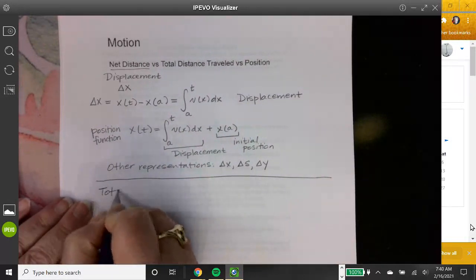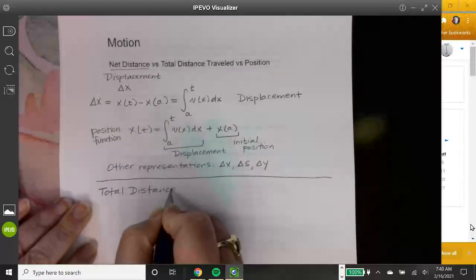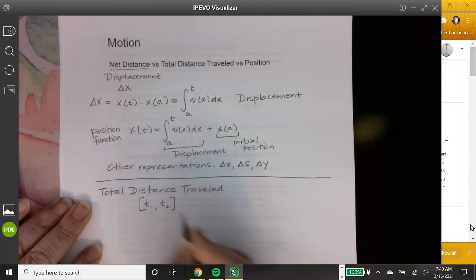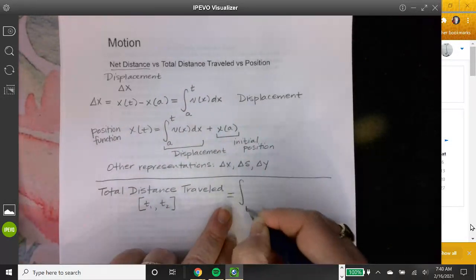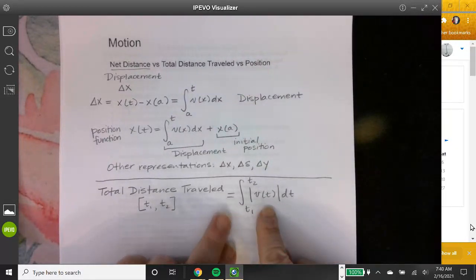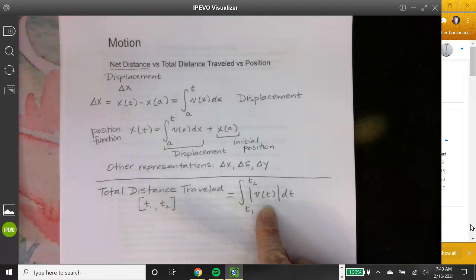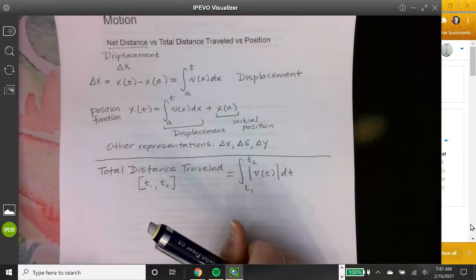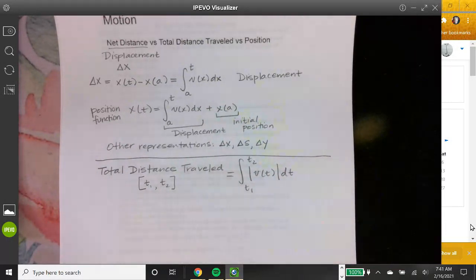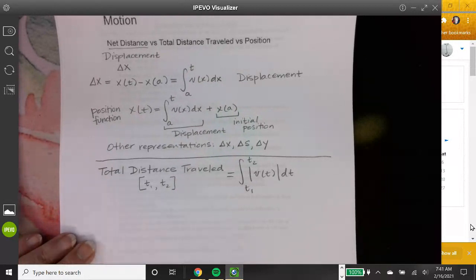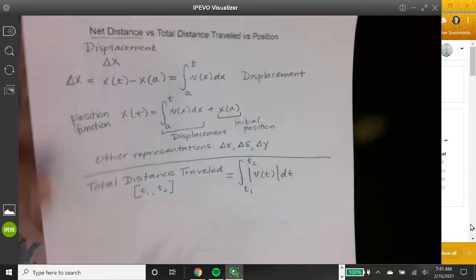Okay, so let's talk about what total distance traveled is. Let's say we're going to start at time 1 and go to time 2. That's our interval. Well, that's going to equal the integral from time 1 to time 2 of the absolute value of your velocity function, dt. And I hope that makes sense, because the absolute value function, when you apply it to velocity, forces all the area under the curve to be above the curve, and then you can add them together, and you have all positive numbers. I'm going to do an example in just a second where we are not going to use the absolute value function, but we're going to take the negative area and subtract an integral, which forces it positive, okay?